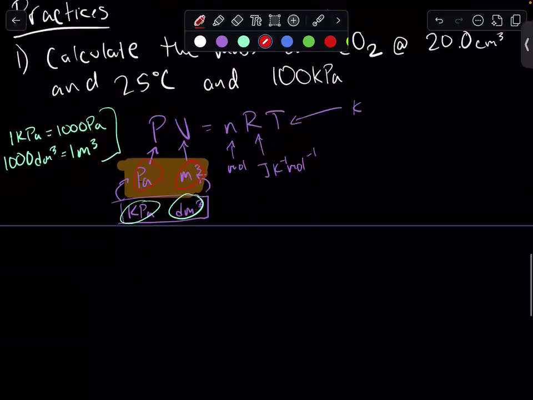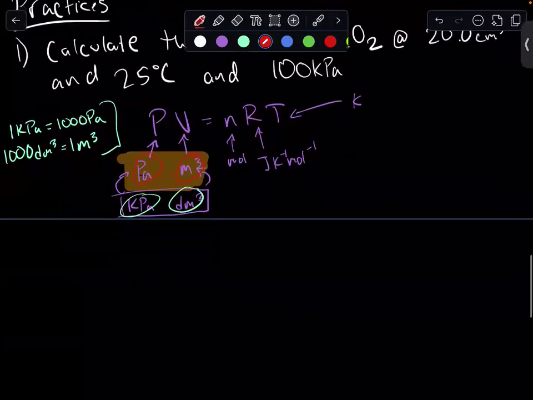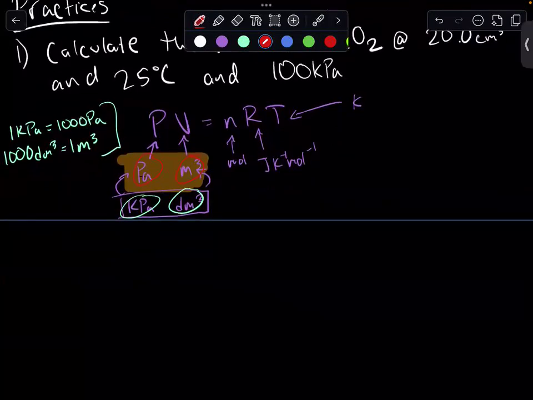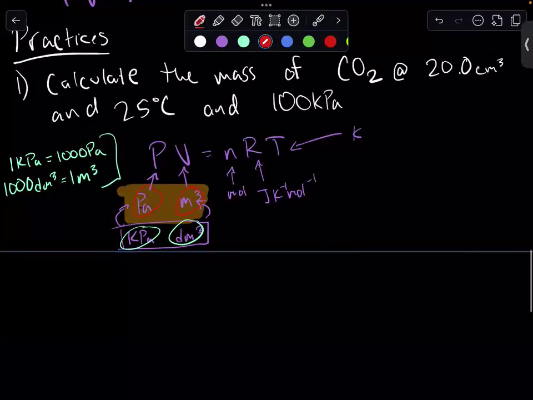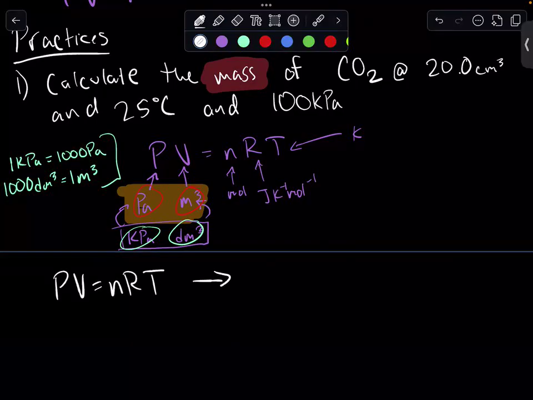The amount of factorization and the actual magnitude of these values will work. So with that said, we have to start by making some conversions. So what I'm going to do is first try and find out what we're looking for. We're looking for mass. Now for mass, we need first moles. So what we're going to do is change our equation from PV = nRT to n = PV/RT.